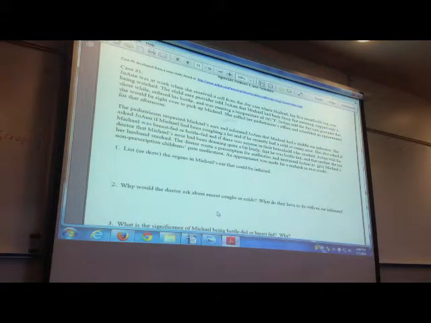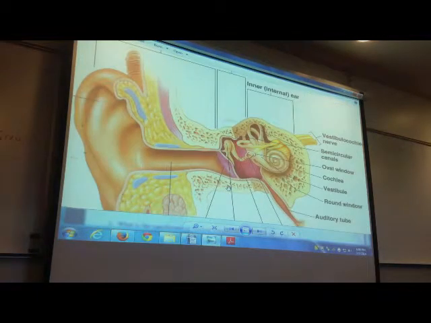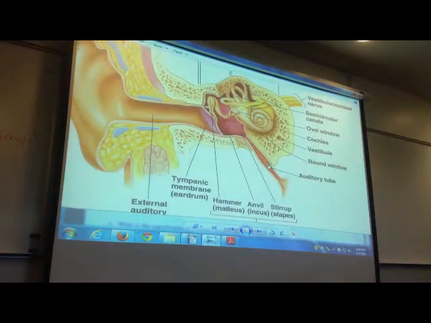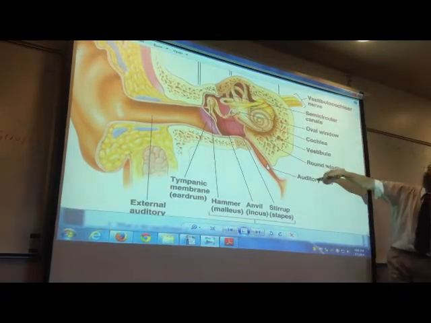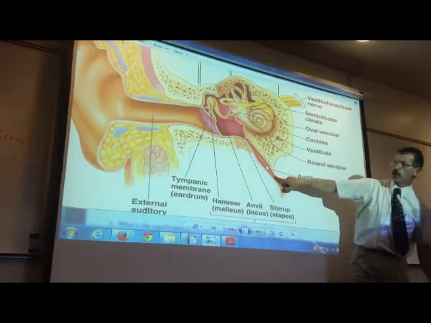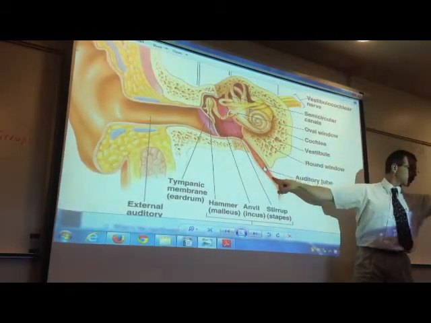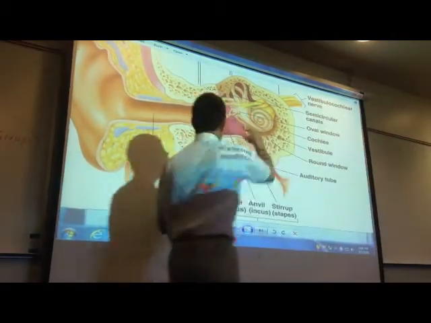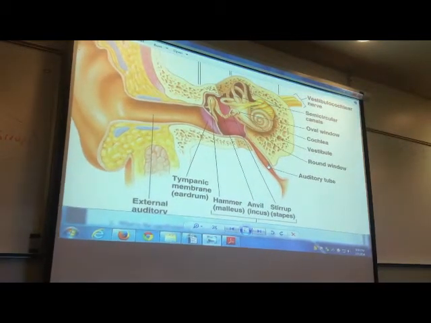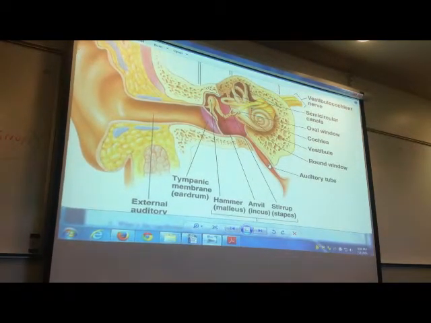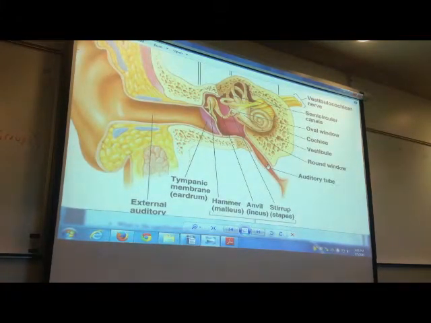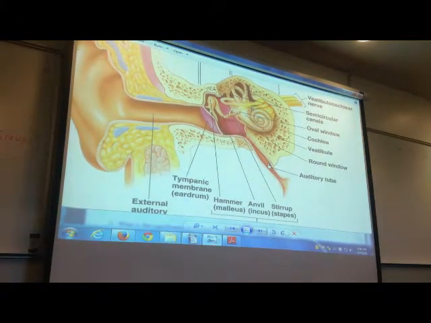So if you look down here, we have some questions, but we first have to figure out this tube right here. This calls it the auditory tube. The old name was eustachian tube. It's perfectly legit. Why do you have a tube here? To drain. Why would I need to drain my middle ear? Excess fluid. What's wrong with extra fluid in my middle ear? Pressure. Pressure on what? The tympanic membrane. Wouldn't it push on my eardrum?